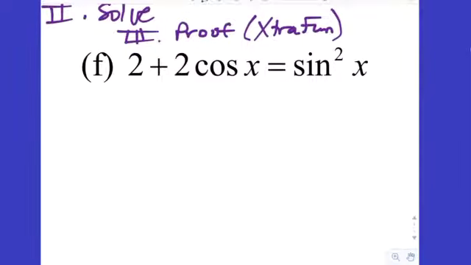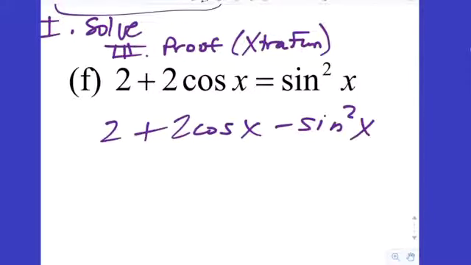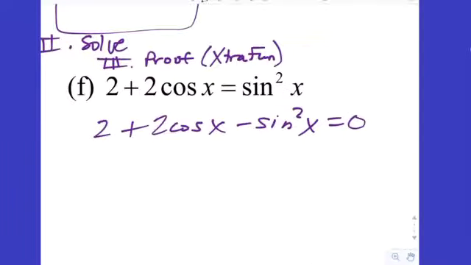Let's go for it. 2 plus 2 cosine equals sine. We've got more than one term with the trig function in it, so we typically do what we've been doing: bring everything to one side and set it equal to 0. If you just have a single trig term, you want to isolate it. Now we have a squared term, a non-squared term, and a constant. Does it factor in this format?